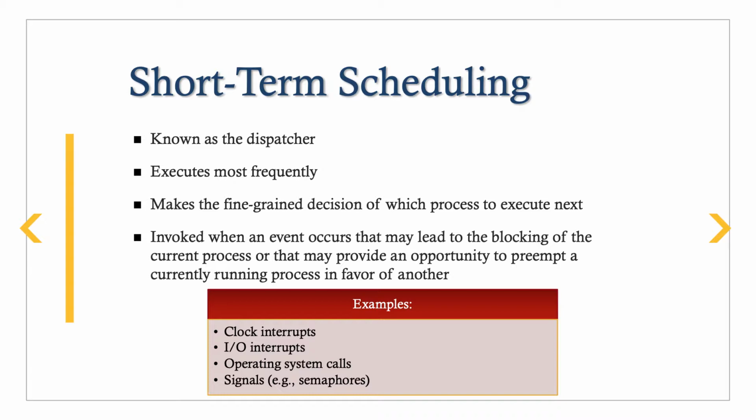Now, this happens when an event occurs that can lead to the blocking of the current process, or that may provide an opportunity to preempt a current process in favor of another. This can be clock interrupts, I/O interrupts, operating system calls, signals like semaphores, anything that tells the system, okay, time to put a new process on the CPU, the short-term scheduler or the dispatcher kicks in to make the decision as to which one that's going to be.